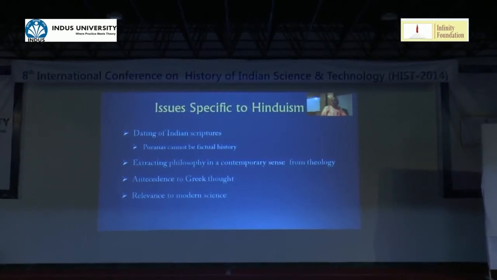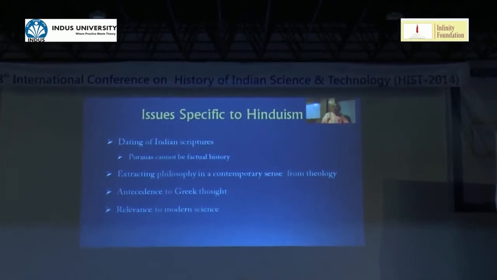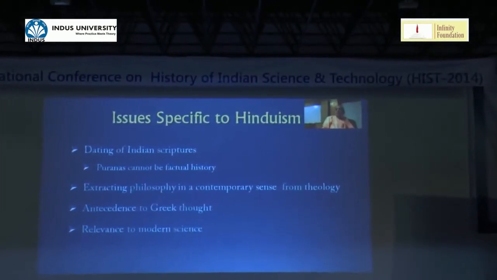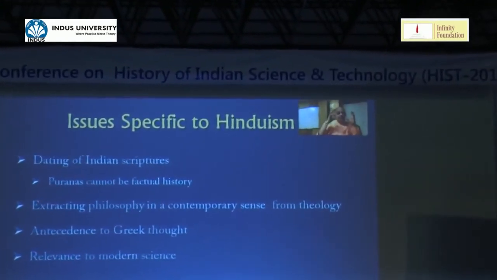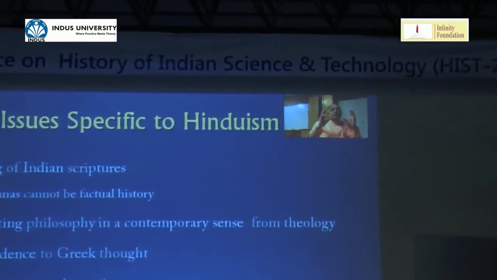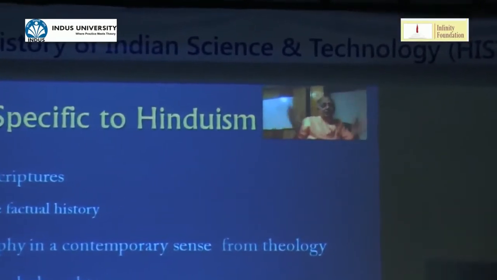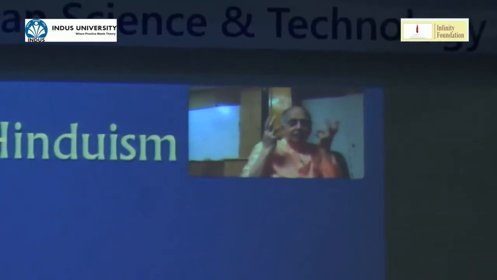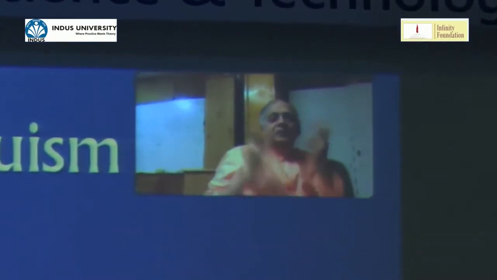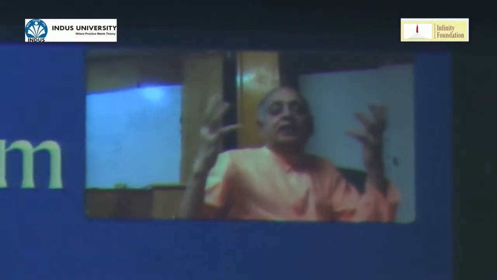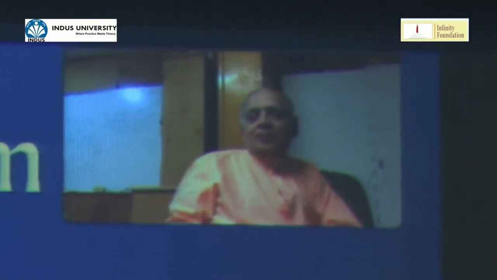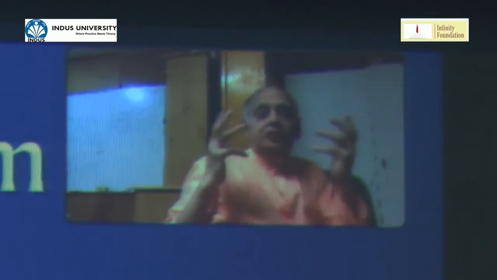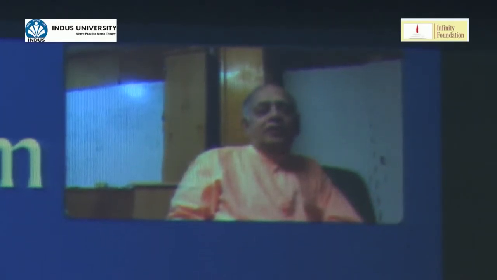And then there is also the issue that Berkeley philosopher John Searle raised, that Eastern thought has this duty: out of their theological, metaphysical setup, they have to extract what is called philosophy in the contemporary academic sense, as analytical philosophy goes, with modern issues about epistemology and ontology. What do they have to say?